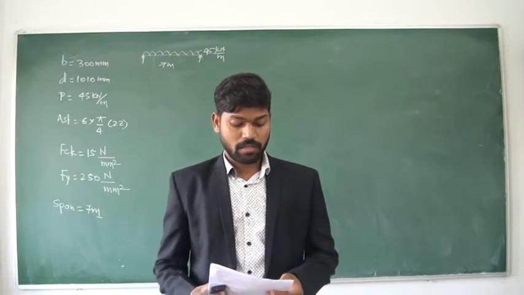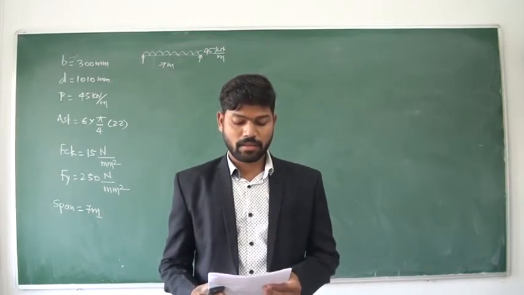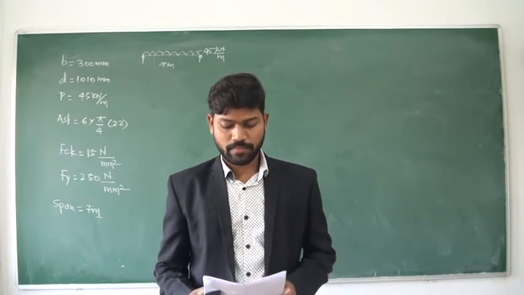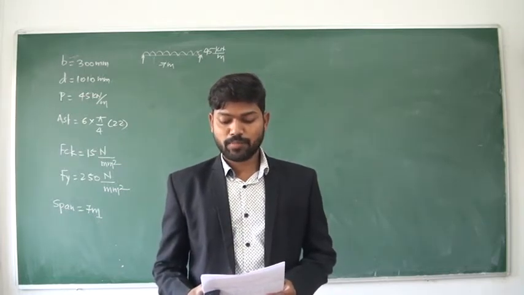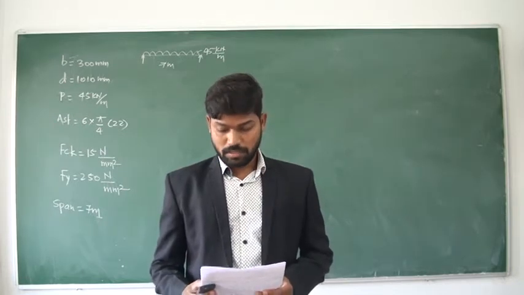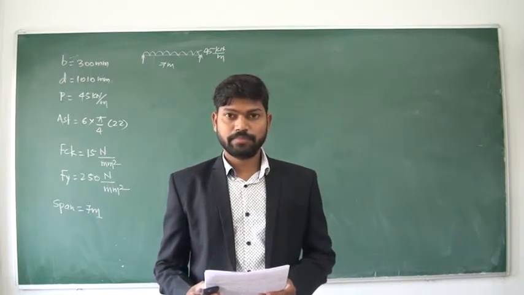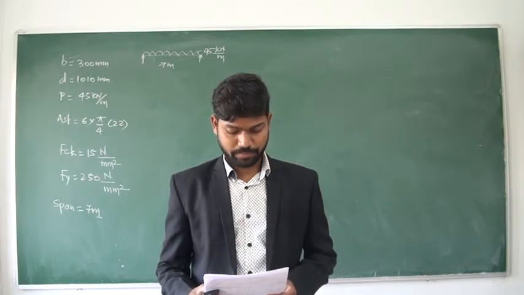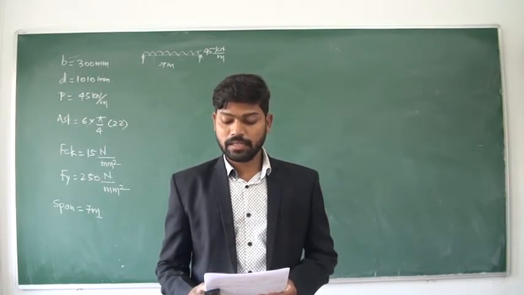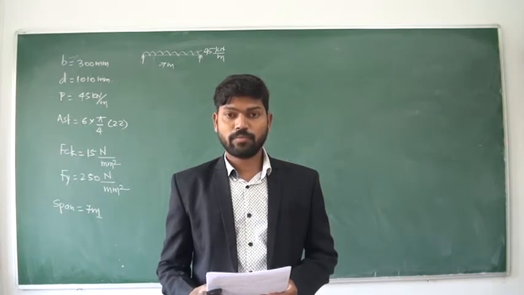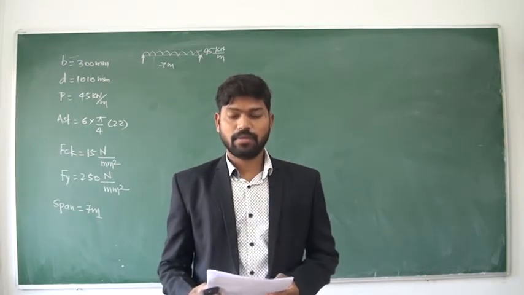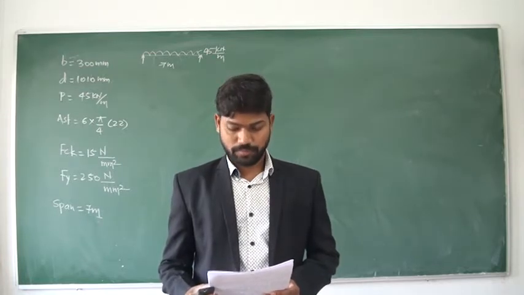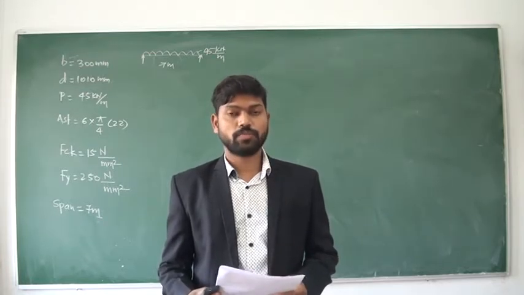A beam of size 300 mm by 1010 mm effective size has a span of 7 meter. The total load on the beam is 45 kN per meter. The tensile steel is 6 bars of 22 mm diameter. If M15 concrete and mild steel are used, design the shear reinforcement.